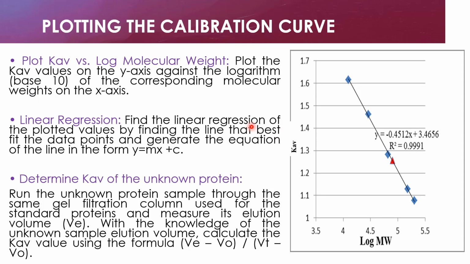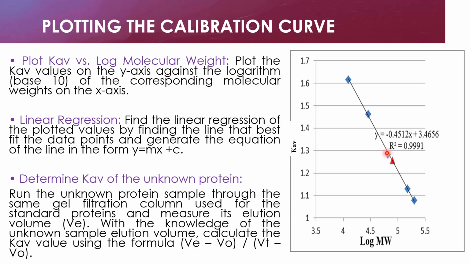Once we are done with this, we plot the Kav values on the y-axis as shown over here against the logarithm in base 10 of the corresponding molecular weights on the x-axis as shown over here. Then we find the linear regression of the plotted values by finding the line that best fits the data points. From this graph, this is the line that best fits our data points.